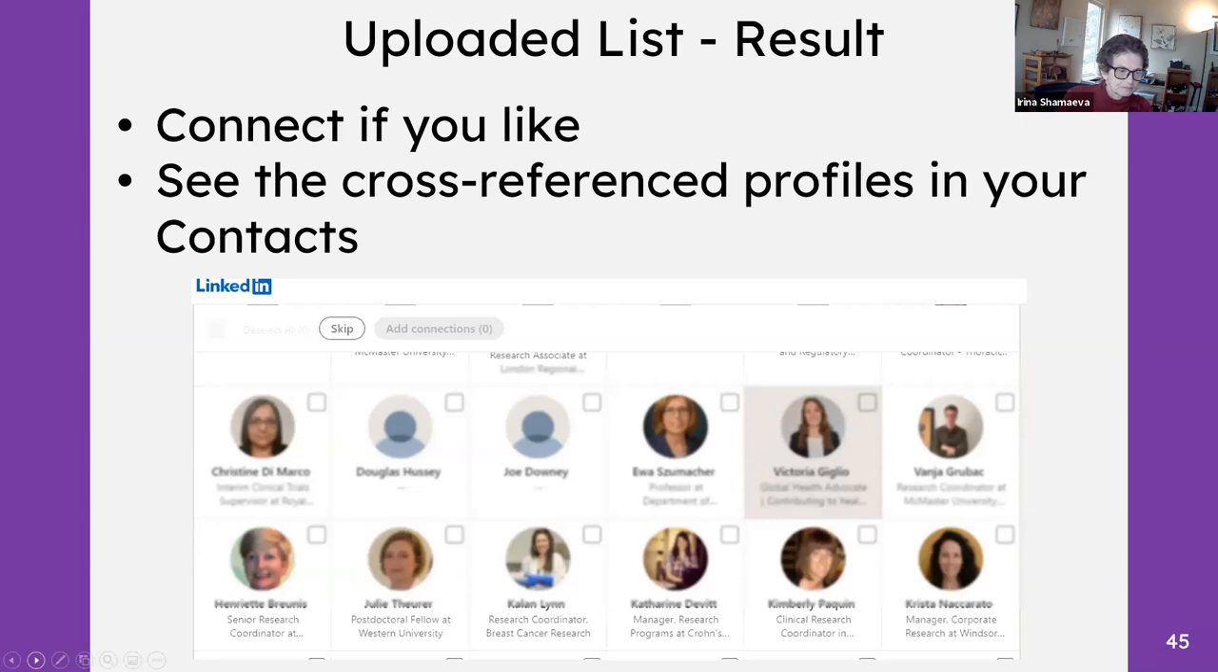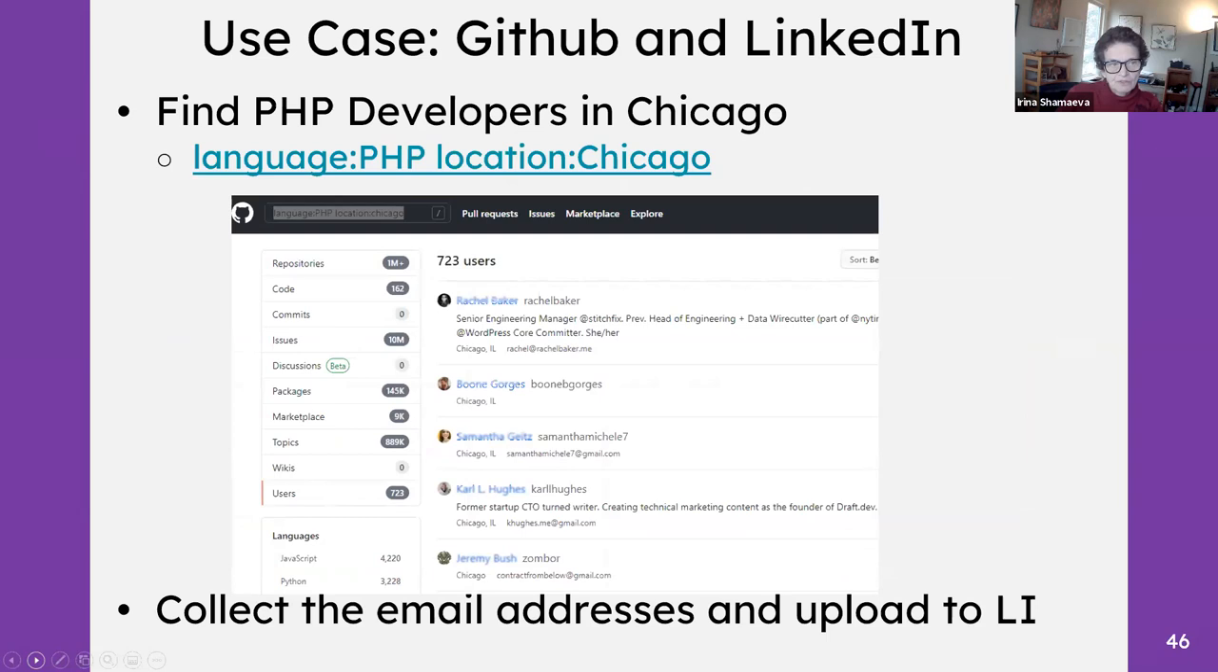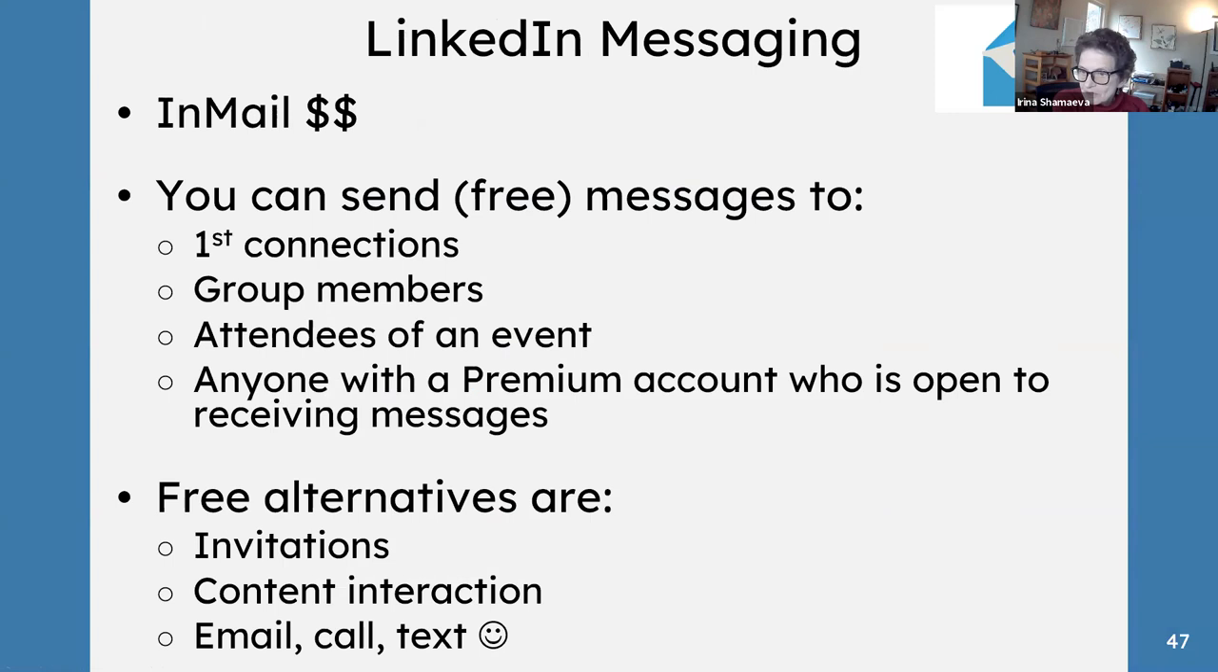Okay. GitHub. So on GitHub, I can search for software engineers by language and location. These are GitHub operators. When I search for them, I get a list. I can collect email addresses, upload to LinkedIn, find those people. So about these people, I already know that they write in PHP. They may not even have told me that they write in PHP on LinkedIn. So this is cross-referencing information. Okay, so that was about LinkedIn search. I'll talk about more stuff.